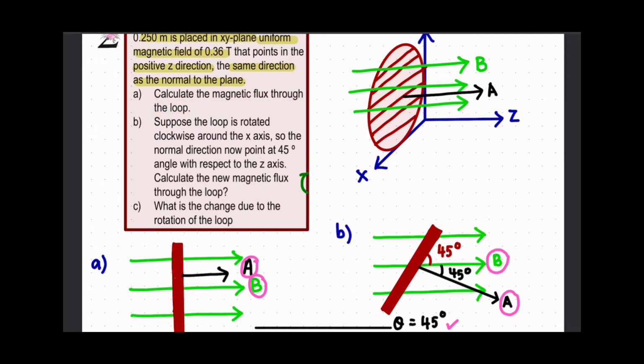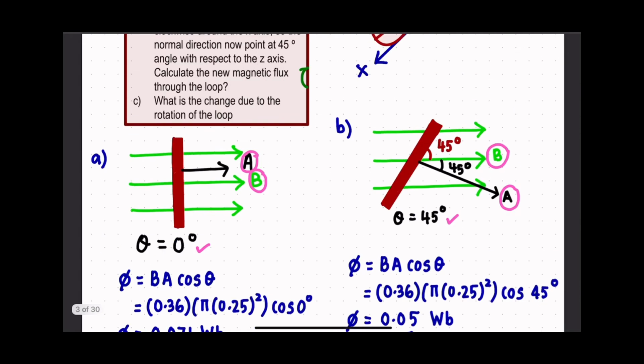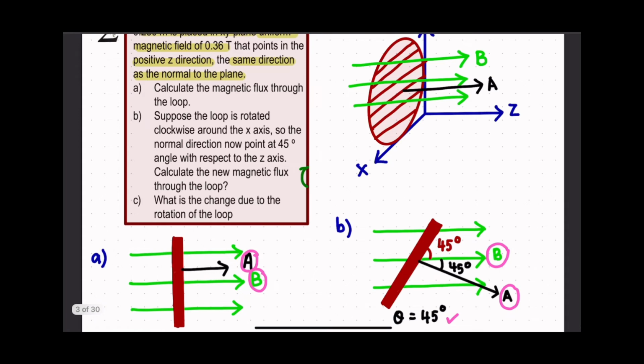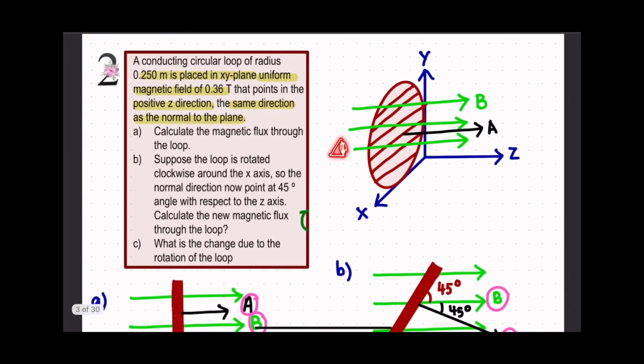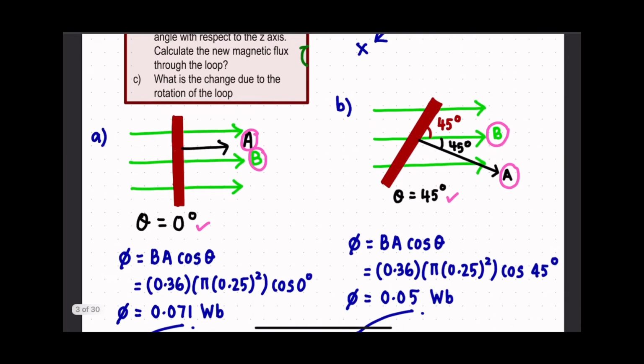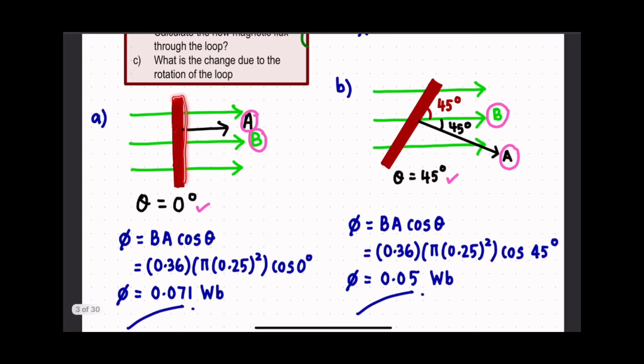Magnetic flux through the loop. So kita akan guna gambaran, you kena ambil daripada side tepi lah. Mata you kat sini, saya akan nampak bentuk dia macam ni. As you can see here, the coil, and then 90 degree to the coil is vector area A, and B is parallel. Parallel maksudnya 0 degree.